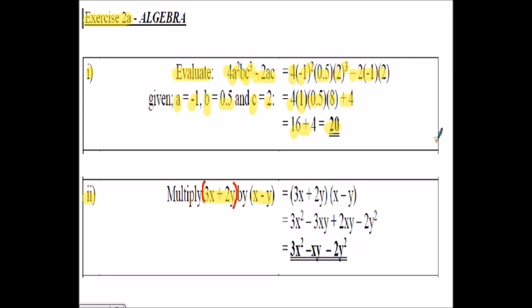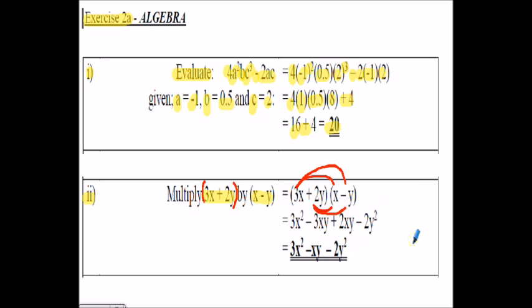I don't know how you expand your binomial brackets. I normally use what's called the crab-claw method. So I'm going to multiply the 3x by the x to get 3x squared, and then the 3x by the minus y to get the minus 3xy term. Then I multiply the plus 2y by the x to get plus 2xy, and then the plus 2y by the minus y to get the minus 2y squared.